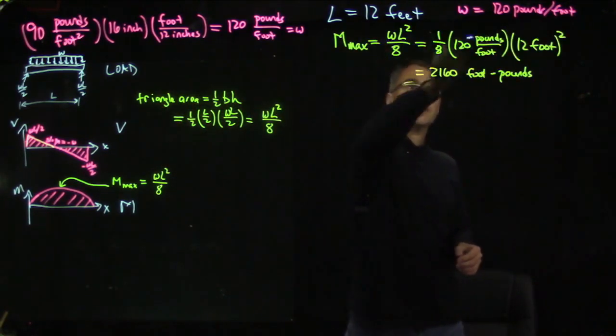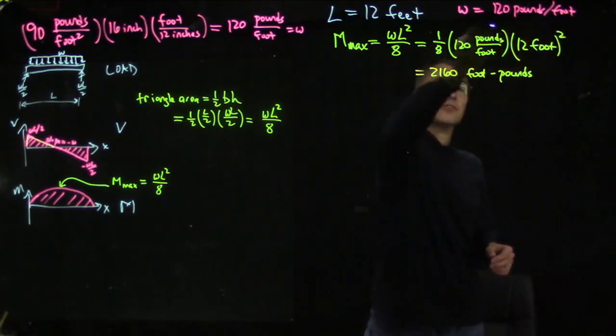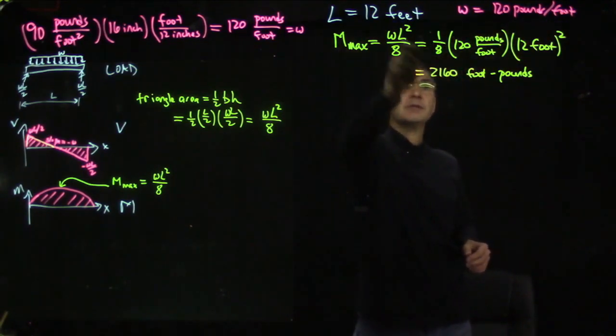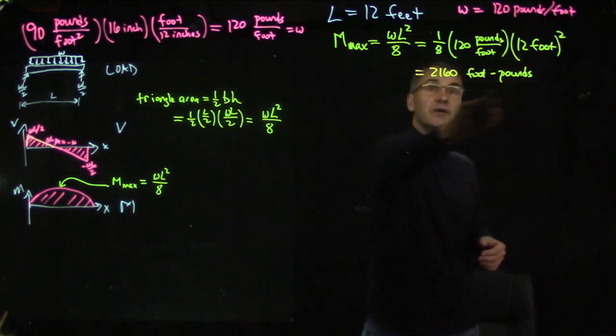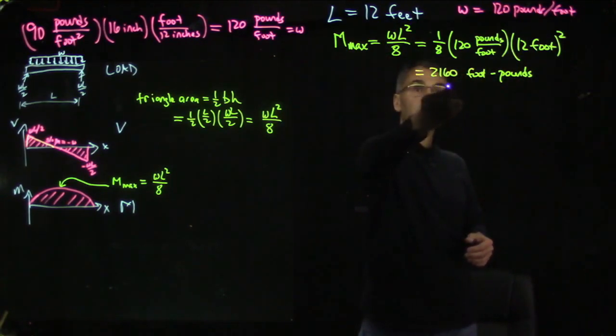I plug in 1/8 of W, which is 120 pounds per foot. That's the force per unit length along the beam. A joist is a kind of beam. And then the length of the beam is 12 feet. Take that L and square it, and this gives us, working out the units, 2,160 foot-pounds.